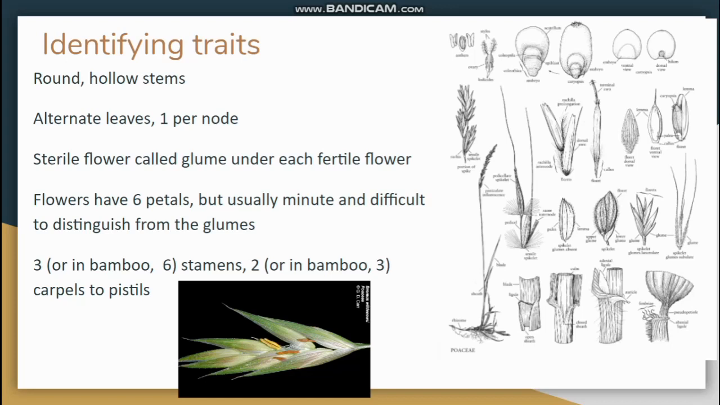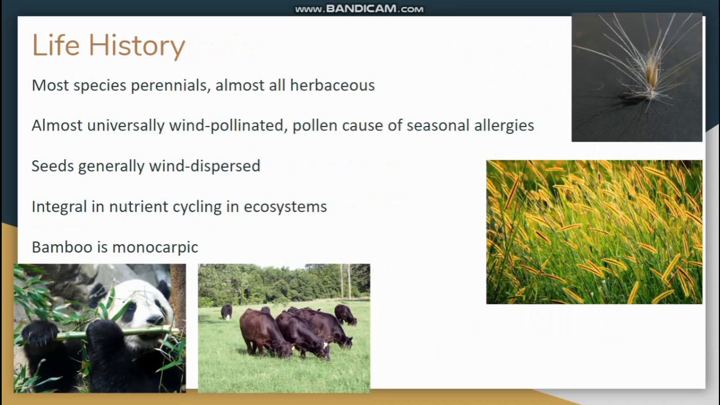Now, bamboo is a type of grass, and it's a very primitive type of grass. And so it has a couple of ancestral grass traits that we don't see in other grasses. Now, most grasses are perennials. They're basically all herbaceous. Remember, they can't technically become trees because they're monocots, but they can get quite large. Bamboo is one of the fastest growing plants on the face of the earth, and it can grow 4+ inches a day.